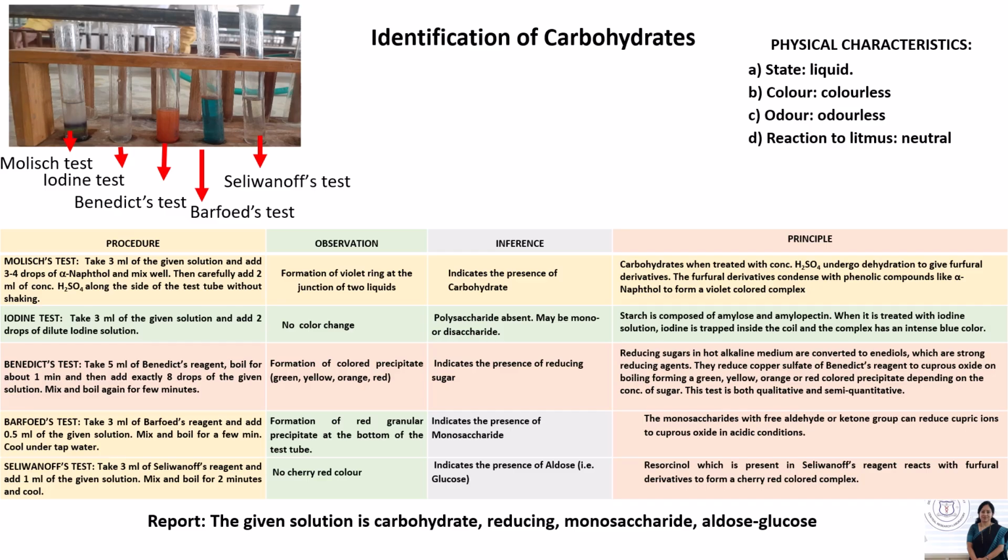to identify the carbohydrate. First one is the Molisch test where we get to see formation of violet ring at the junction of two liquids, and this indicates the presence of carbohydrate. Now this is a general test for carbohydrate.